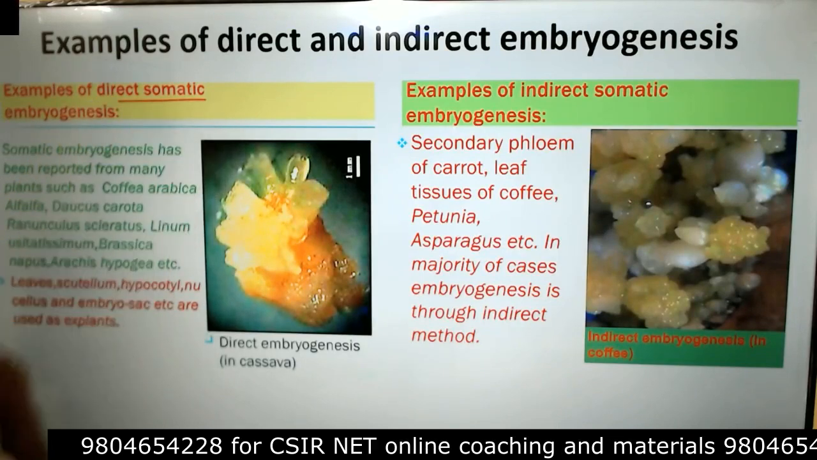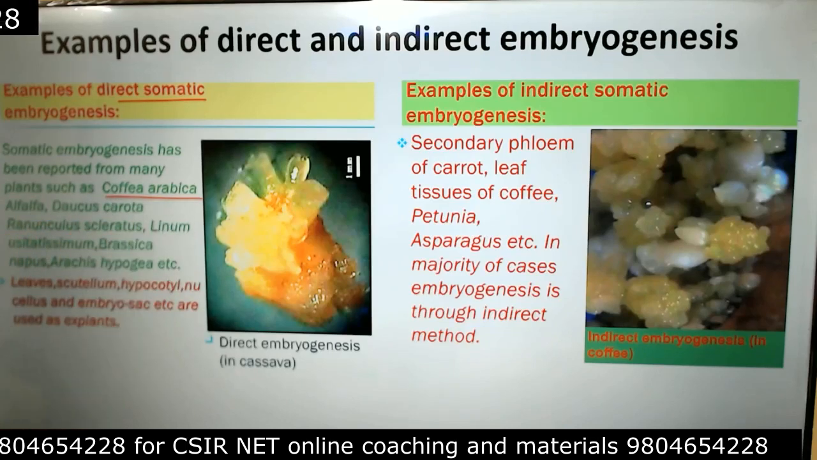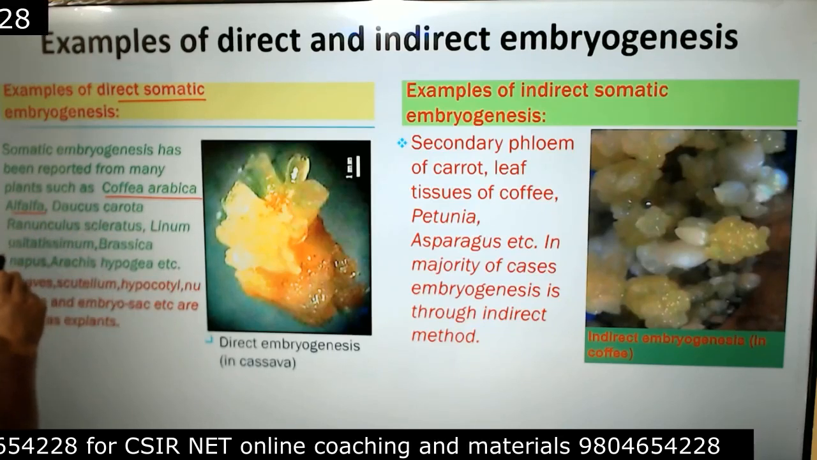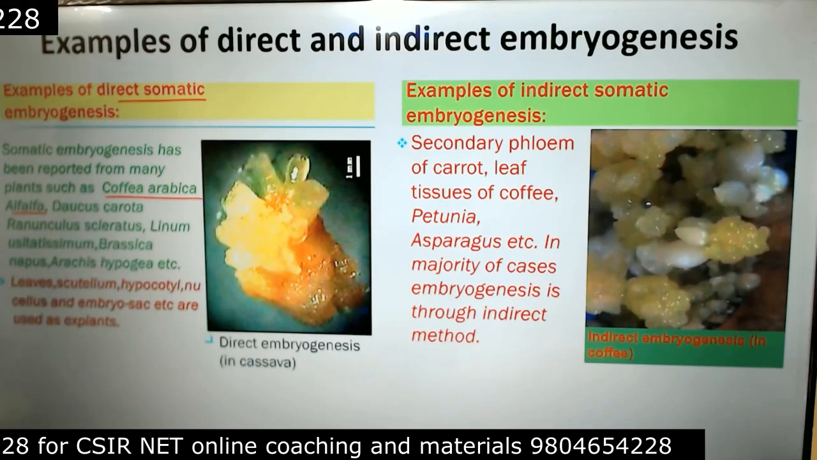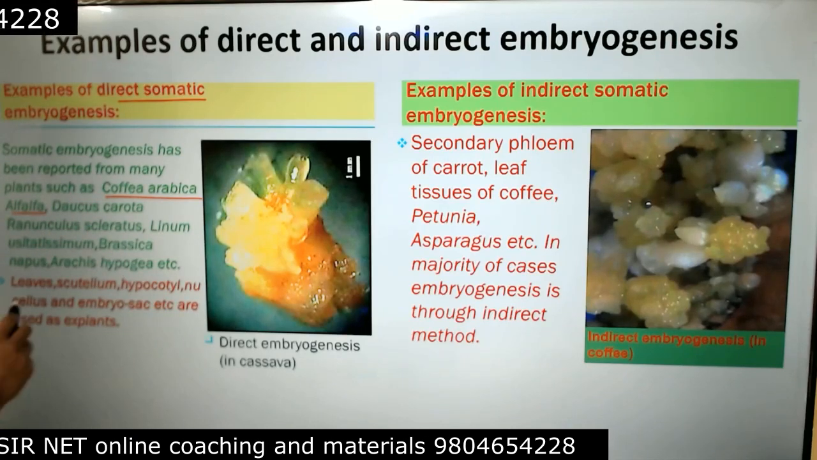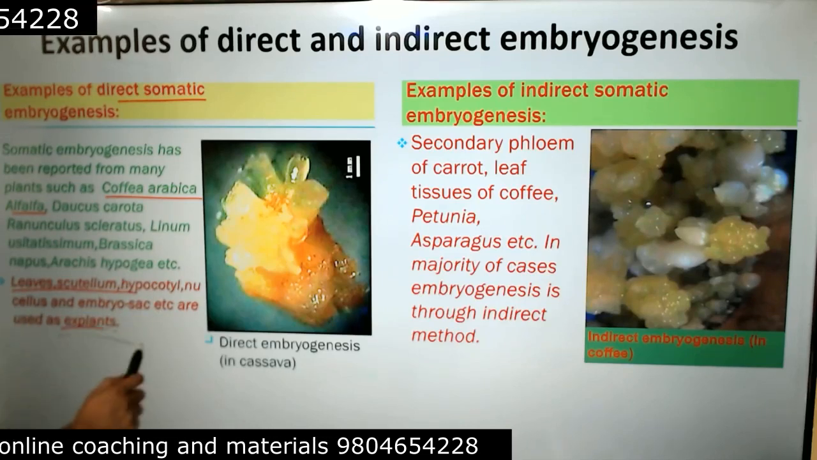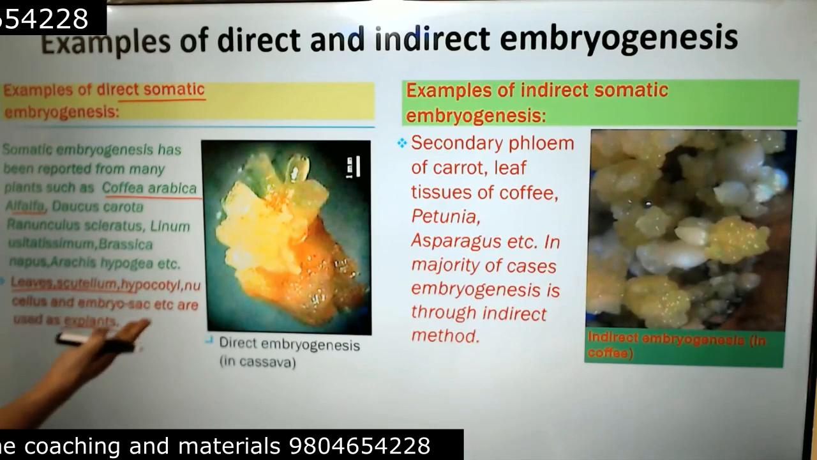Examples of direct somatic embryogenesis are reported in many plants such as coffee arabica and alfalfa. Okay, these are the two very common examples. In coffee arabica and alfalfa, leaves, succulum, and hypocotyl, all these different structures, are used as explants. You see, what are the different structures used as explants?